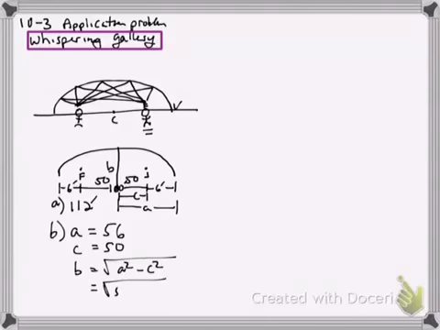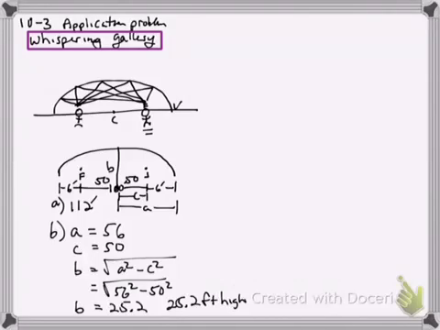So the square root of 56 squared minus 50 squared, and luckily I have a calculator. I work that out, and I get B is 25.2, and that's the height of the gallery. Just look at the picture: it's 25.2 feet high.